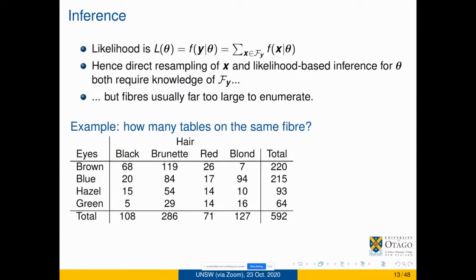A lot of the time when you're dealing with linear inverse problems, you're principally interested in doing inference for the parameter theta underlying that variable of interest x. So you'd probably want to know the likelihood for theta, which is just the probability of the observed data given theta. We saw what this marginal for y was previously: it's the sum over all elements of my y fibre, in other words over all x vectors consistent with the equation y equals Ax, of the probability mass function of x.